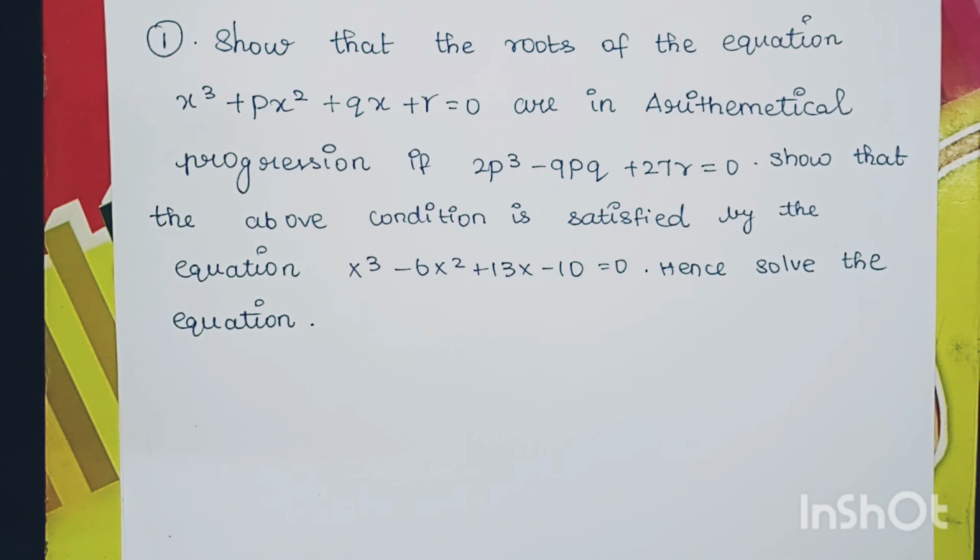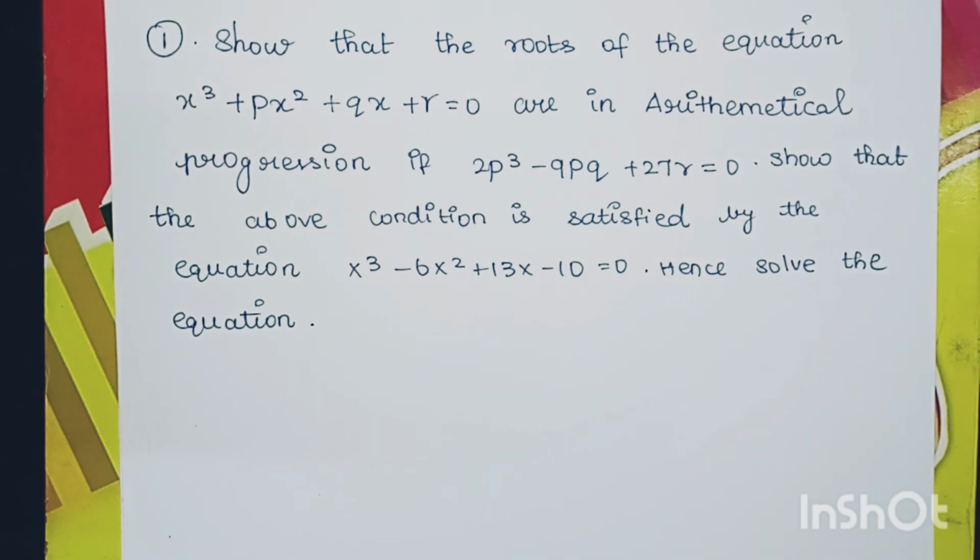Example sum: Show that the roots of the equation x cube plus px square plus qx plus r is equal to 0 are in arithmetical progression if 2p cube minus 9pq plus 27r is equal to 0. Show that the above equation is satisfied by the equation x cube minus 6x square plus 13x minus 10 is equal to 0. Hence, solve the equation.